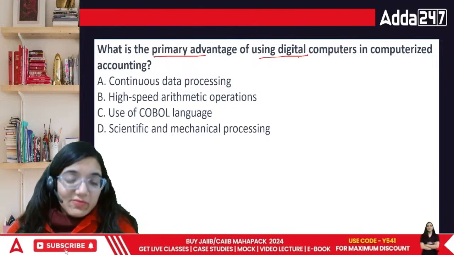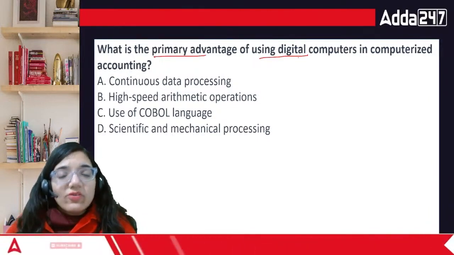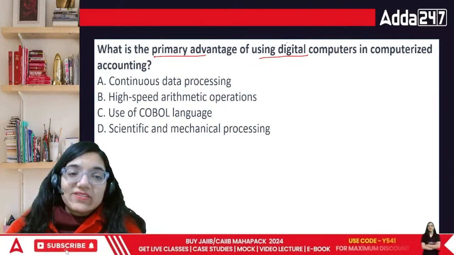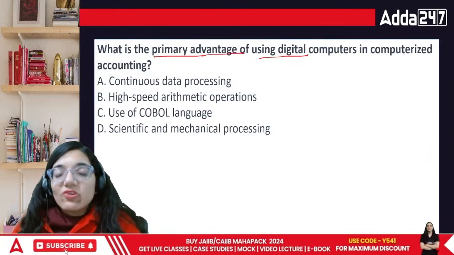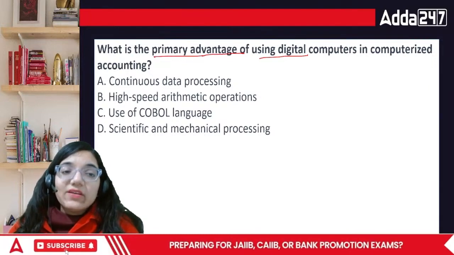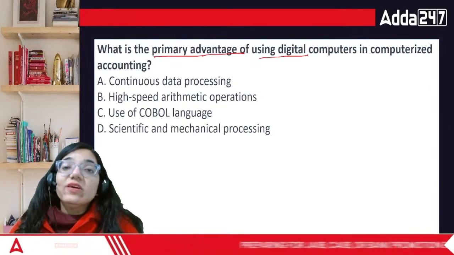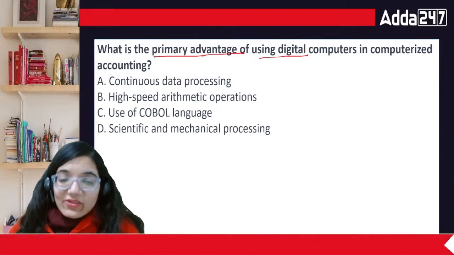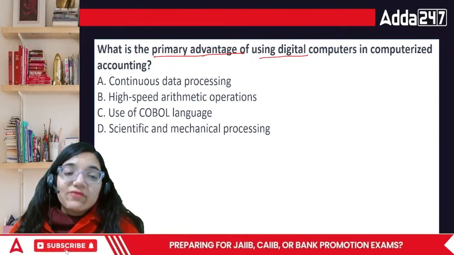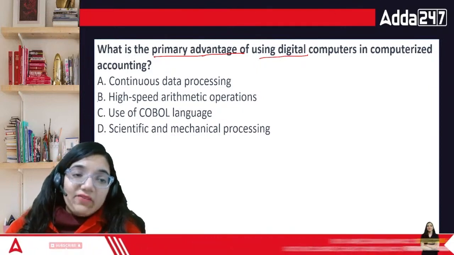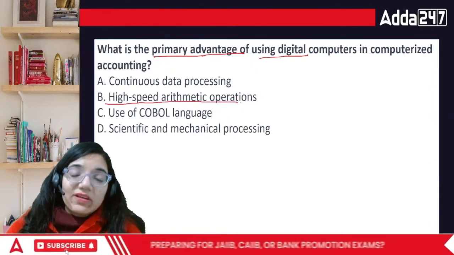It's high speed arithmetic operations. Use of COBOL language, of course, it is used, but that's not an advantage, right? This is where the question gets a little troublesome, because if you have not gone through the particular topics properly, you will feel you don't have to do it. But in this case, you will have to understand. You have to find what exactly the question is looking for. Then there is scientific and mechanical processing. When we talk about the primary advantage of using digital computers, we are having high speed arithmetic operations.